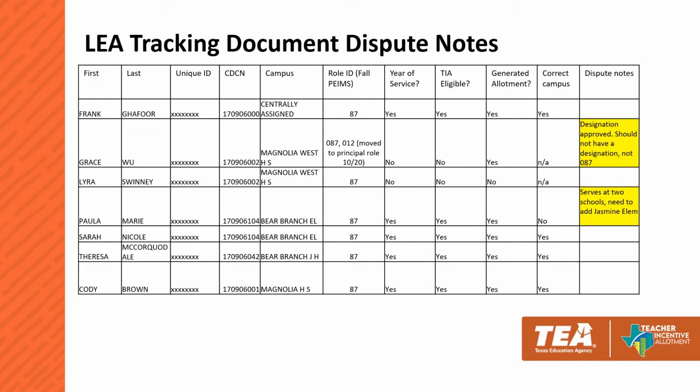Then we have a teacher who serves at 2 schools and only one appeared in SCOMS. So we need to add a second campus to reflect that teacher's campuses of employment. Otherwise, everything looks correct. There's no notes required other than these 2 teachers.